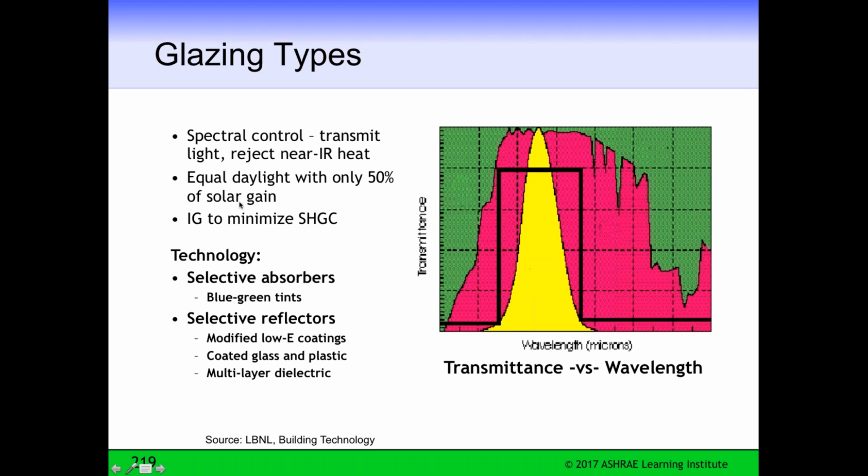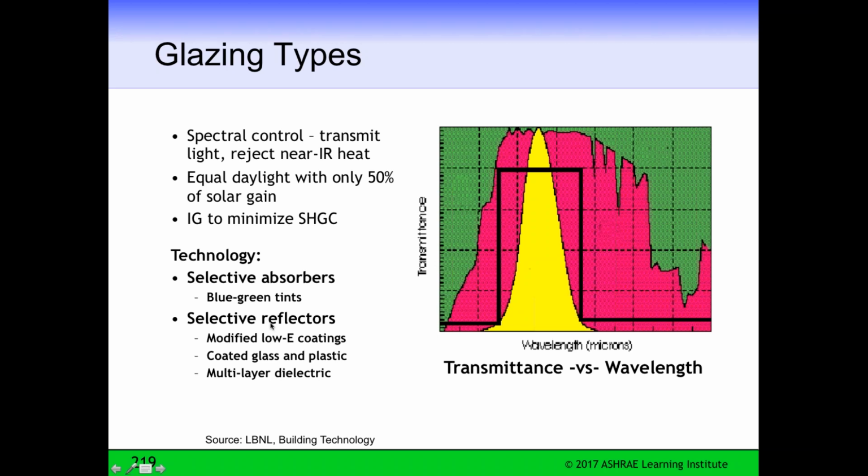You try to choose windows maximizing daylighting with only half the solar gain. You use insulated IG, or insulated glazing units, to minimize the solar heat gain coefficient. So the yellow is what you want, and the red is what you don't want.